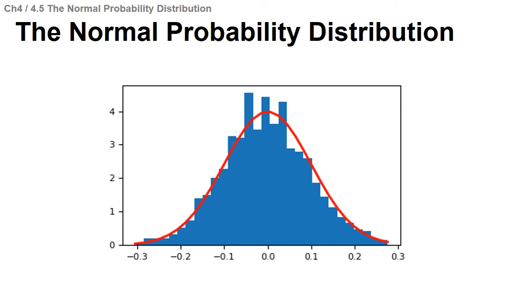Chapter 4.5 is about the normal probability distribution, and the normal probability distribution is the most widely used and popular distribution. We also call it the bell-shaped distribution, because many situations can be explained with this normal distribution. We are going to learn in the future about the central limit theorem, that the distribution of the sum of random variables converges to the normal distribution. And so there are many important things related to the normal distribution, so let's study the normal distribution.